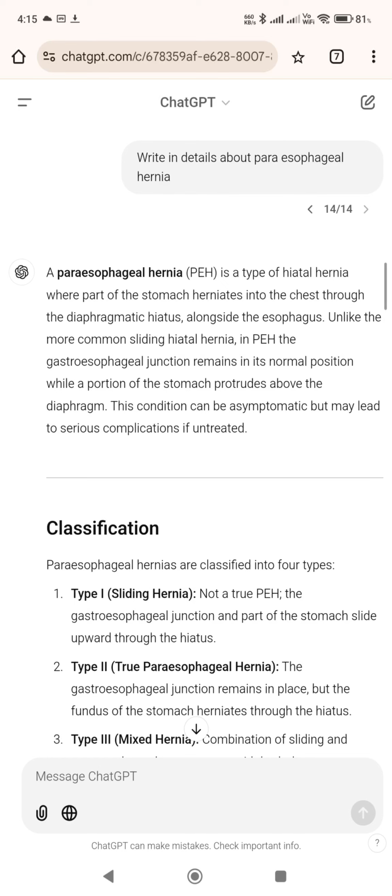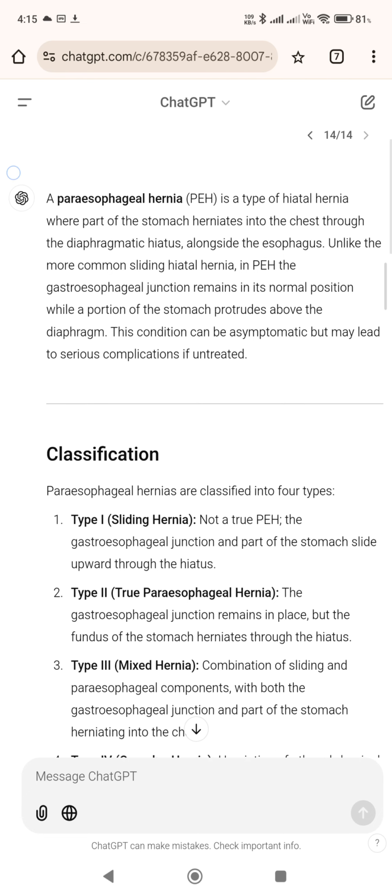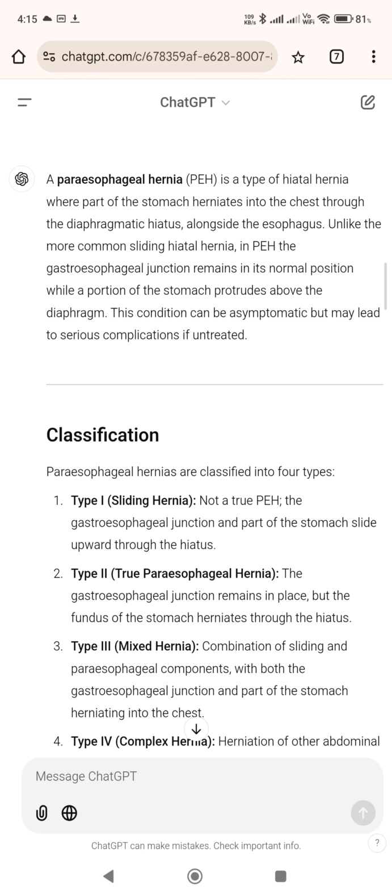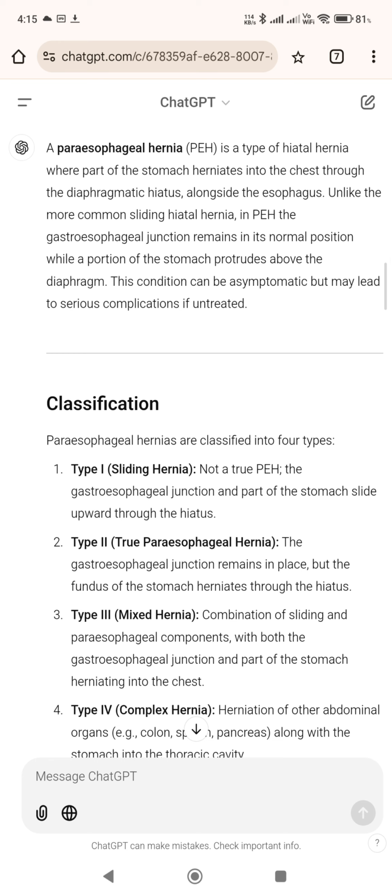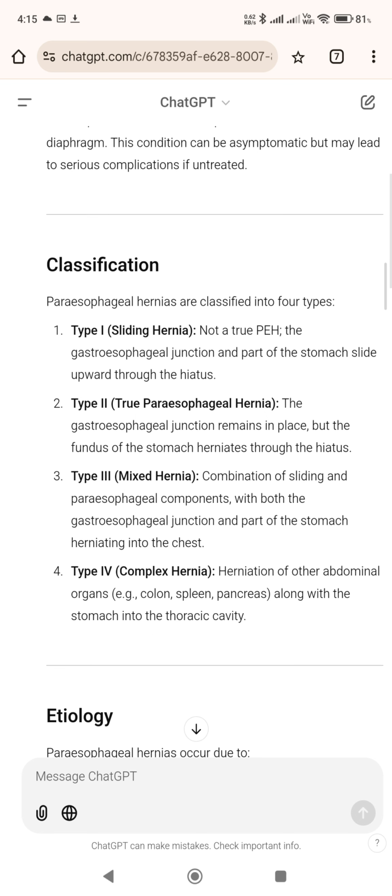A paraesophageal hernia, PEH, is a type of hiatal hernia where part of the stomach herniates into the chest through the diaphragmatic hiatus alongside the esophagus. Unlike the more common sliding hiatal hernia, in PEH the gastroesophageal junction remains in its normal position while a portion of the stomach protrudes above the diaphragm. This condition can be asymptomatic but may lead to serious complications if untreated.